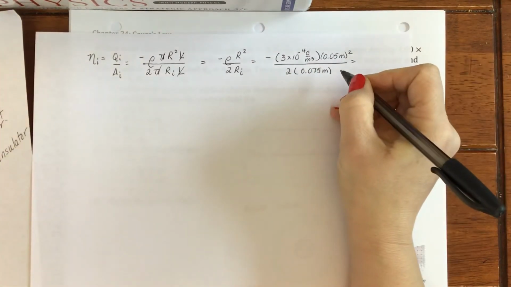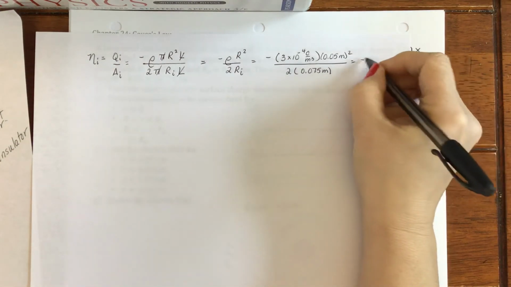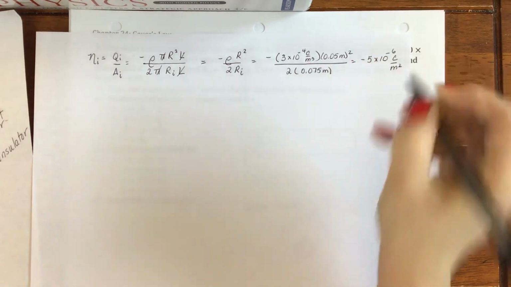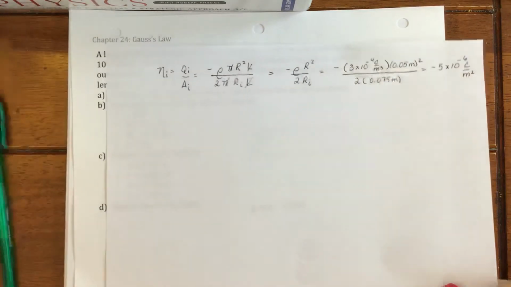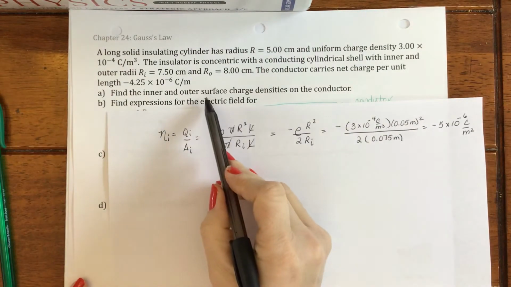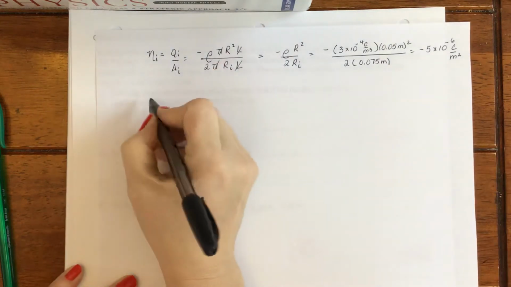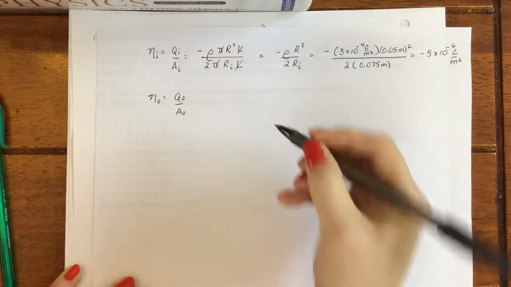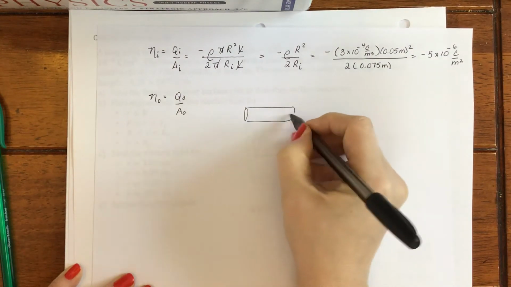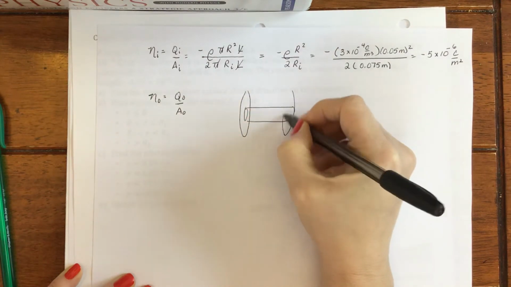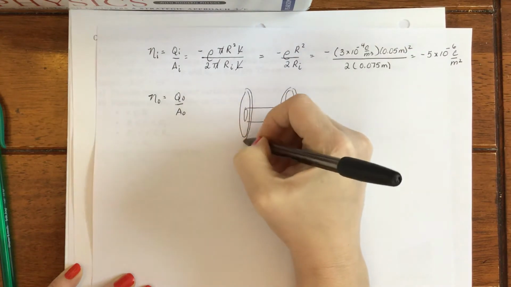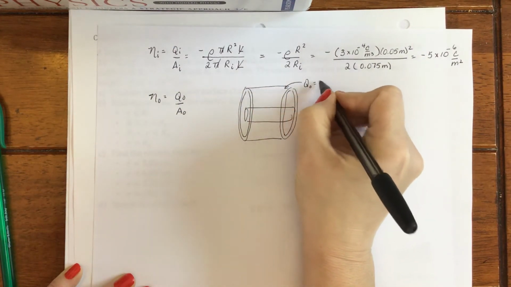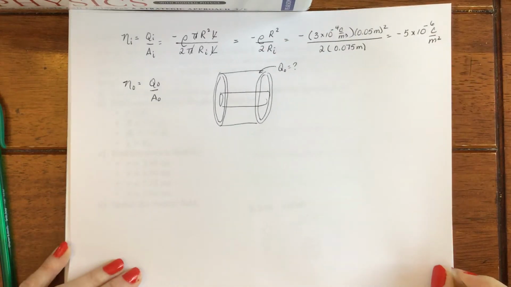Put that through the calculator and we get a charge density of minus 5 times 10 to the minus 6 coulombs per meter squared. So there's the charge density on the inner surface of the conducting shell. We're also asked for the charge density on the outer surface. So the charge density on the outer surface is the charge on the outer surface divided by the area of the outer surface. So there's the insulator, there's the conductor, so we want to find what is Q on the outer surface. So let's see what we know about this.